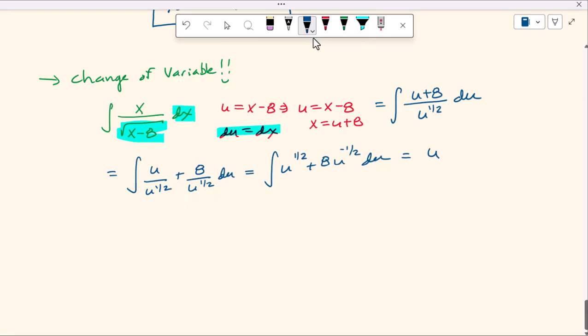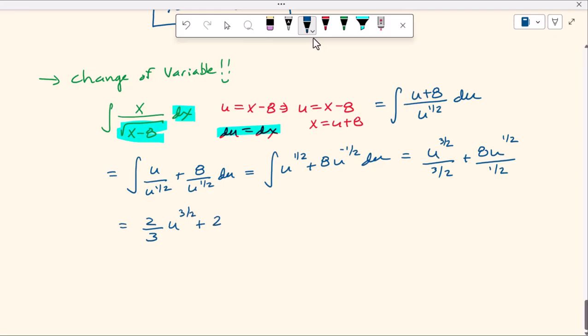So let's go ahead and add 1, divide by the sum. 1/2 plus 1 is 3/2 divided by 3/2. Negative 1/2 plus 1 is a positive 1/2 divided by 1/2. So again, when you divide by a fraction, you multiply by the reciprocal. So let's clear those up first.